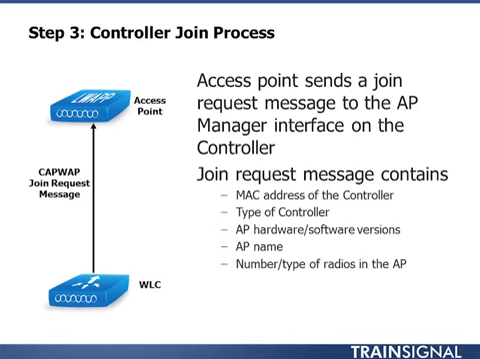Now, the join request message tells the wireless LAN controller everything about the access point, and that includes the description, the name of the access point, the MAC address, the IP address, and also all the information about the radios that it supports. Is it an ABGN radio? Is it dual mode, etc.